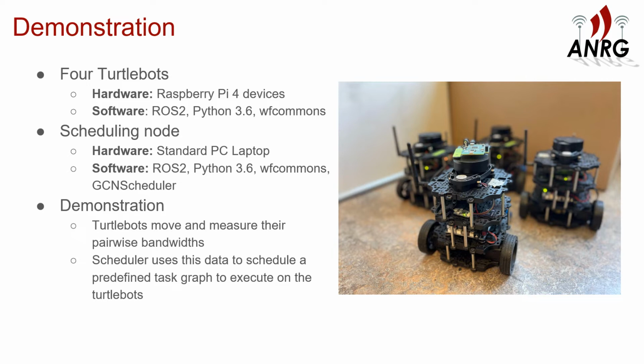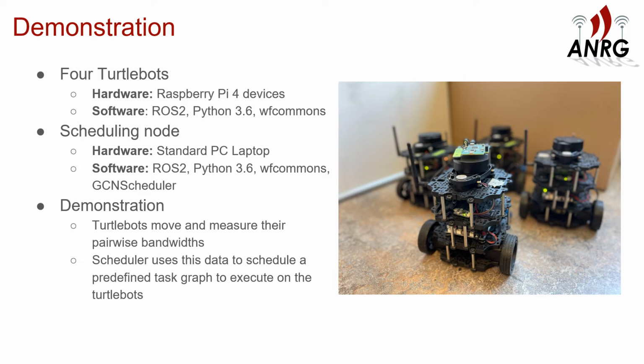For our demonstration, we will show how the GCN scheduler, running on a laptop, can quickly schedule a task graph to run on a network of 4 mobile TurtleBots equipped with Raspberry Pi devices. As one of the TurtleBots moves out of range of the rest, its connection is lost, and we'll see the GCN scheduler quickly adapt to schedule tasks only on the available nodes in the network.